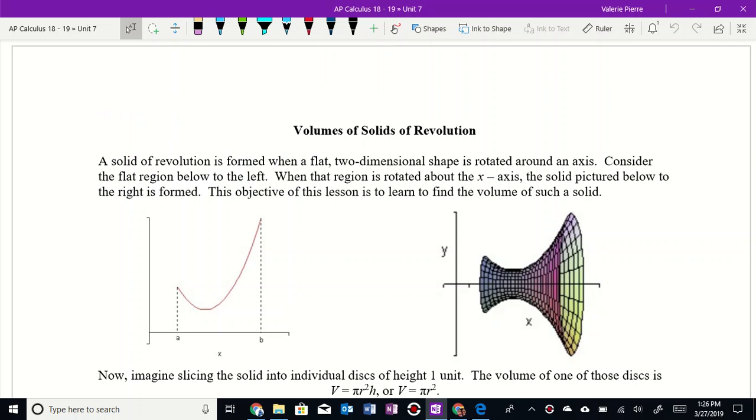Unit 7, pages 225 to 227. Volumes of solids of revolution. A solid of revolution is formed when a flat, two-dimensional shape is rotated around an axis.